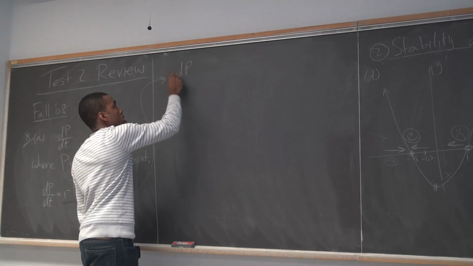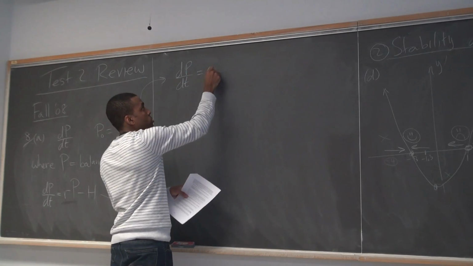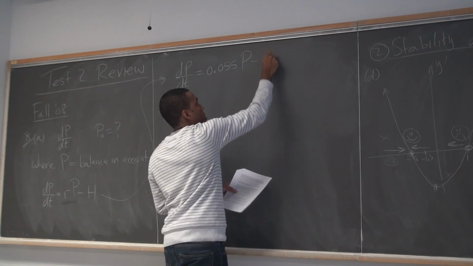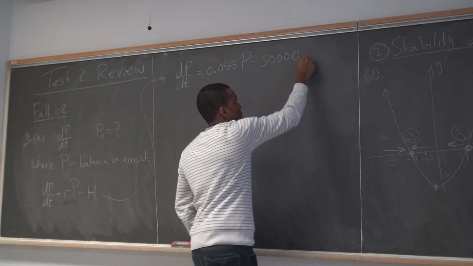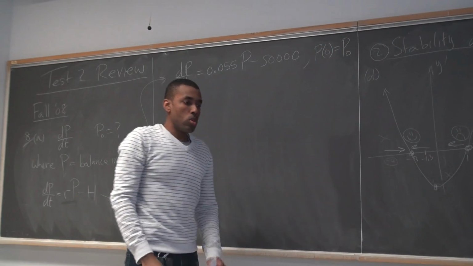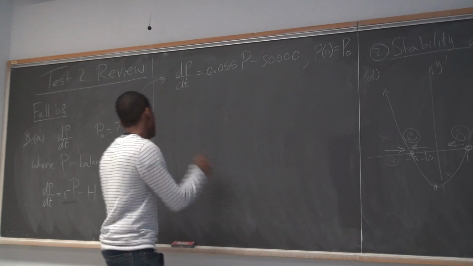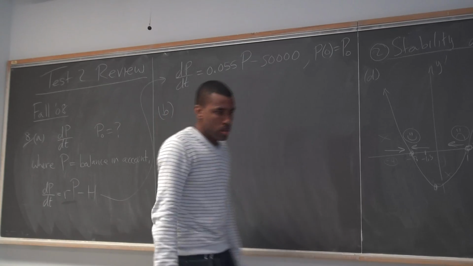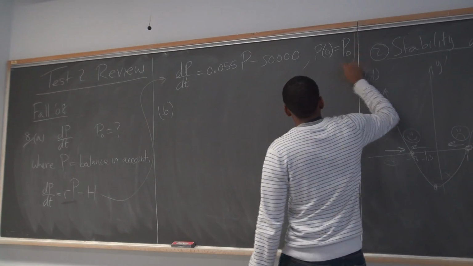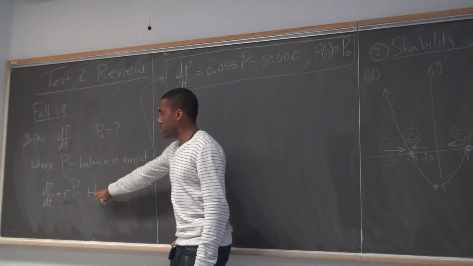So this is dP/dt equals, the interest rate was 5.5%, written as a decimal, 0.055P, minus 50,000. Your P of 0 is P naught. We don't know how much yet we have to invest in order to have this thing work out in our favor. I think that is all we have for part A. Right, so part A is just to say this, basically. But you have to realize that this is what's going on.